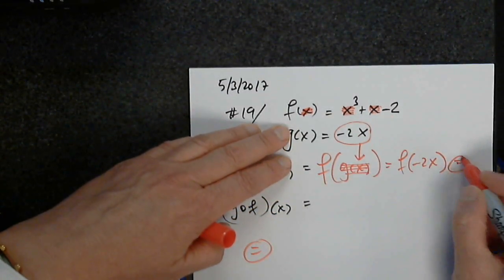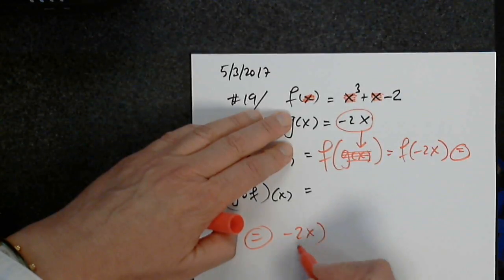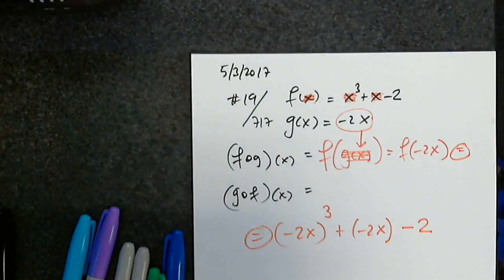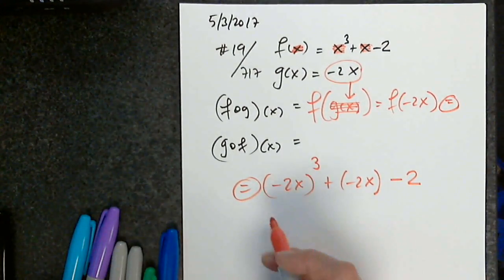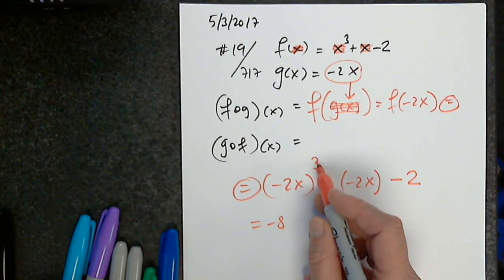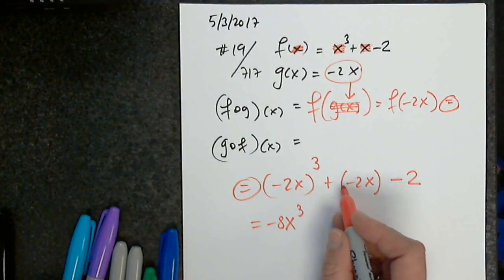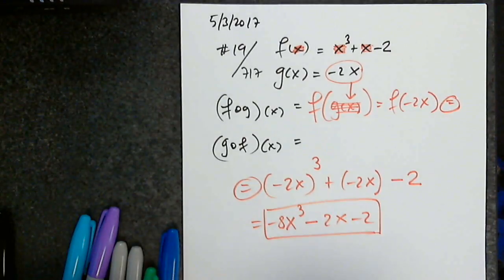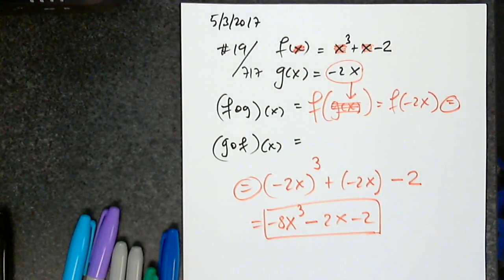So I will continue here. Negative 2x to the third, plus negative 2x, minus 2. Negative 2 to the third is negative 8. x to the third is x to the third. This will not change anything. And this is it. This is f comp g. Any questions on that? No.